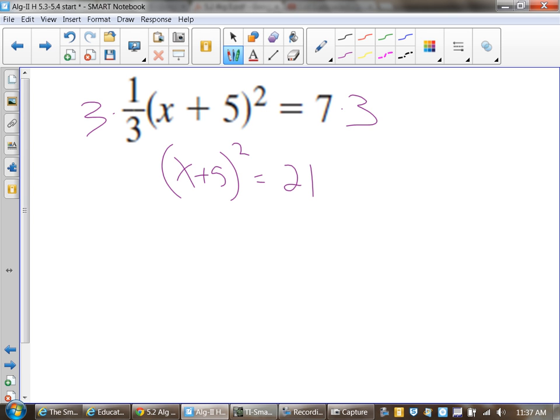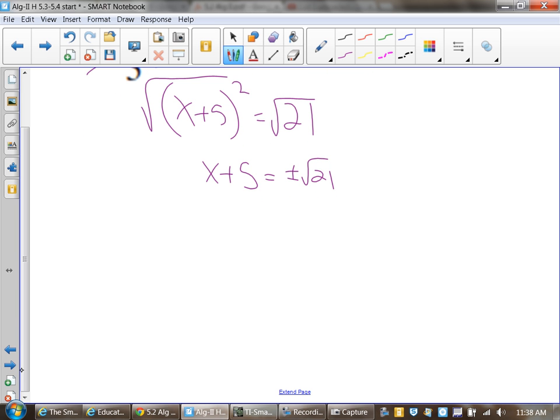Now, is there anything left on the left-hand side for me to move? No. So now can I take the square root? Yeah. I take the square root of both sides. The square root of junk squared is junk. And the square root of 21 is what? I cannot simplify the square root of 21 any further. There are no perfect squares that go into 21. So x equals the square root of 21 minus 5.